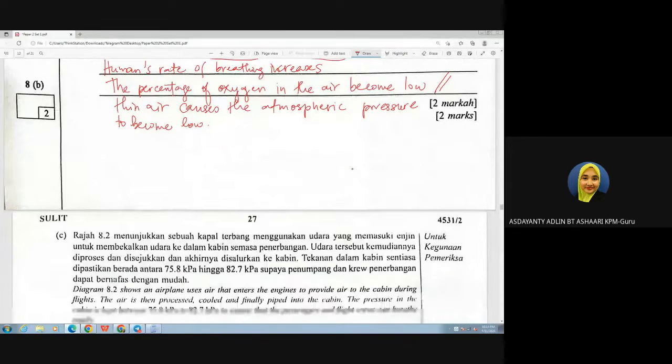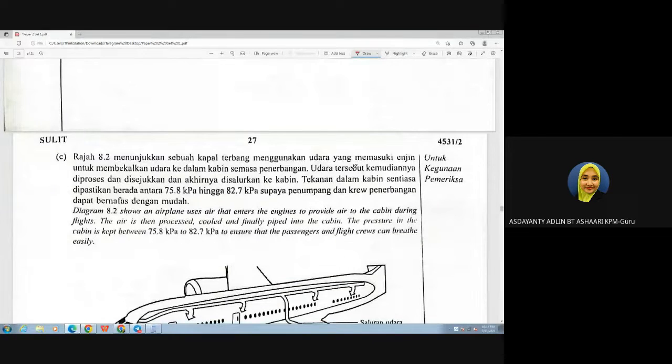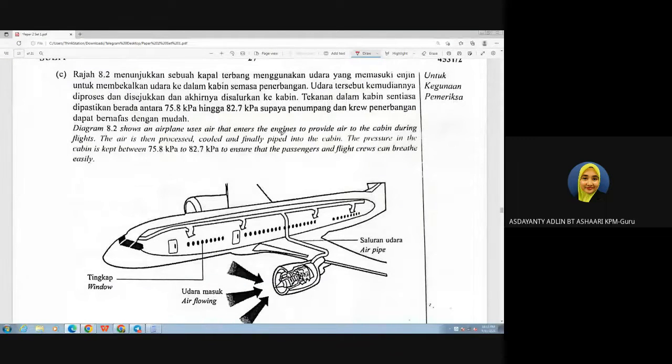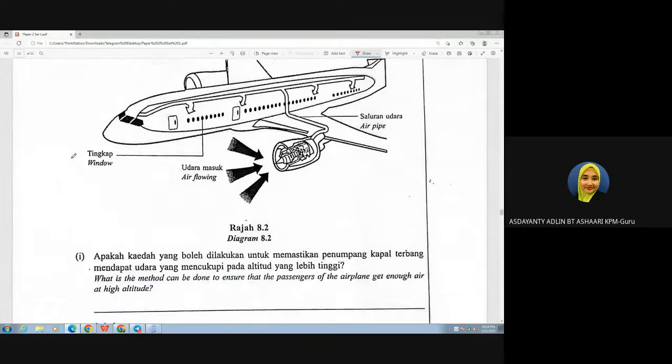Okay, now see. Diagram 8.2 shows an airplane uses air that enters the engine to provide air to the cabin during flights. Okay, the air is then processed, cooled, and finally piped into the cabin. The pressure in the cabin is kept between 75.8 kilopascal to 2.7 kilopascals to ensure that the passengers and flight crews can breathe easily. So what is the method that can be done to ensure that the passengers of the airplane get enough air at high altitude?